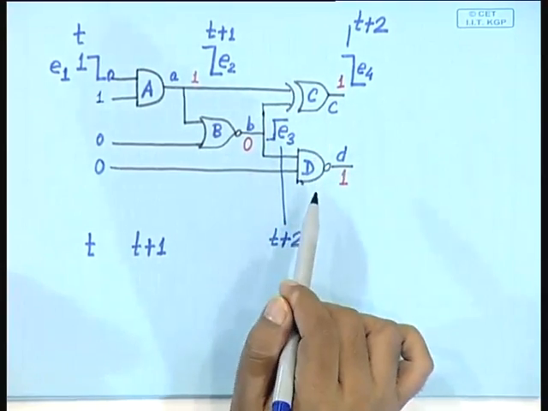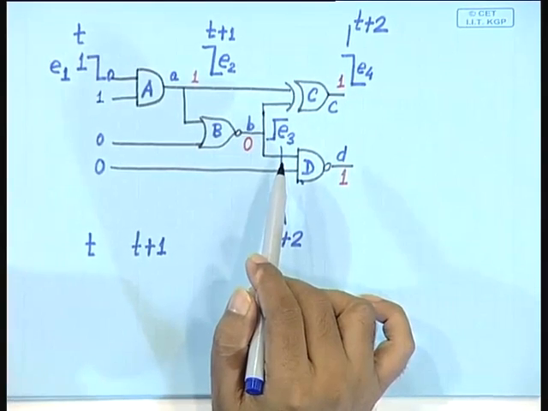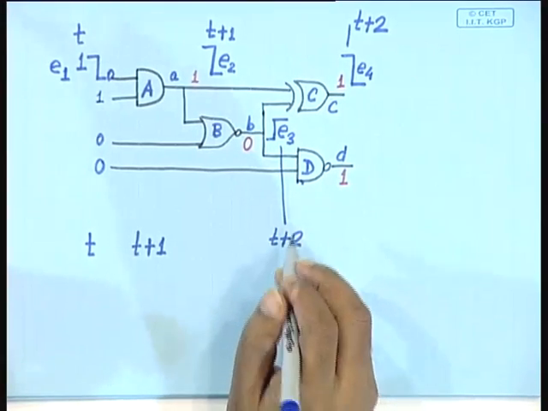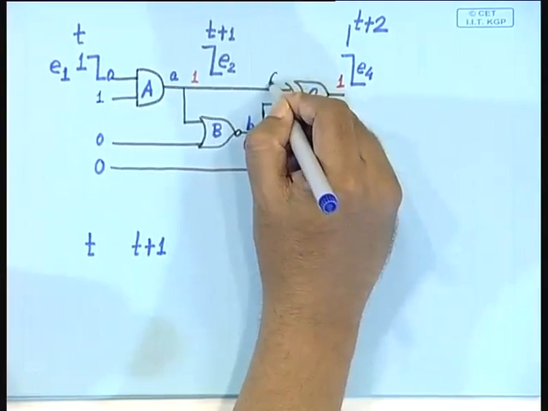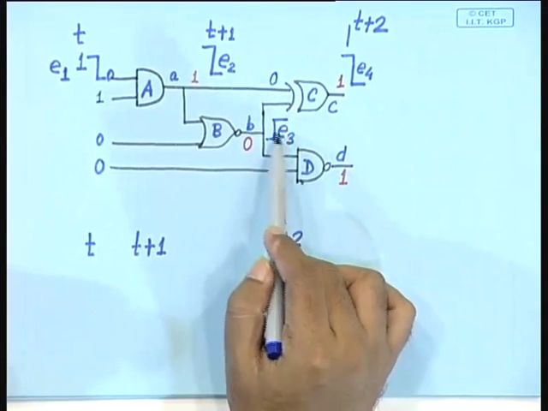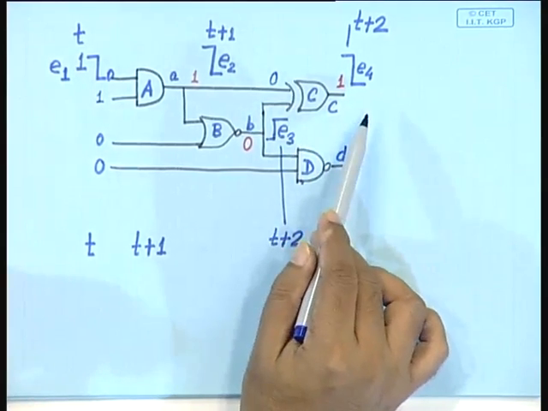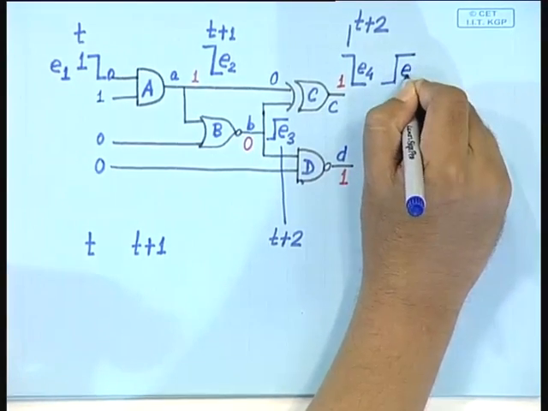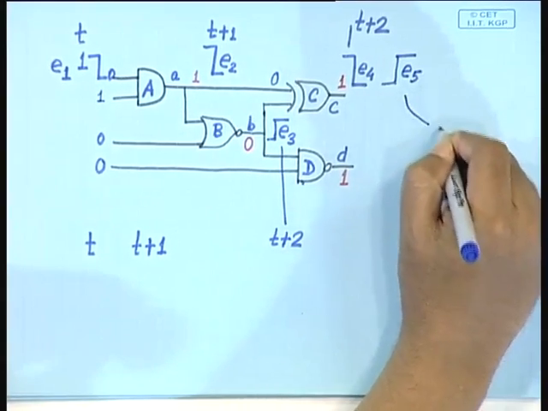What is going to happen here? This is a rise event here, right. At T plus 2, what is the value of this signal? 0. Right. Now, E3 rises to 1. So, what is going to happen? There will be another rise transition here, right. So, let us call it E5. At what time is that going to take place? T plus 3, right.